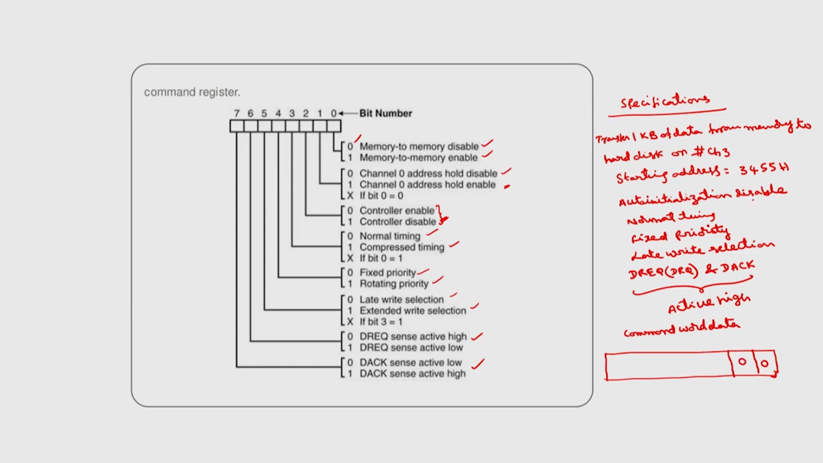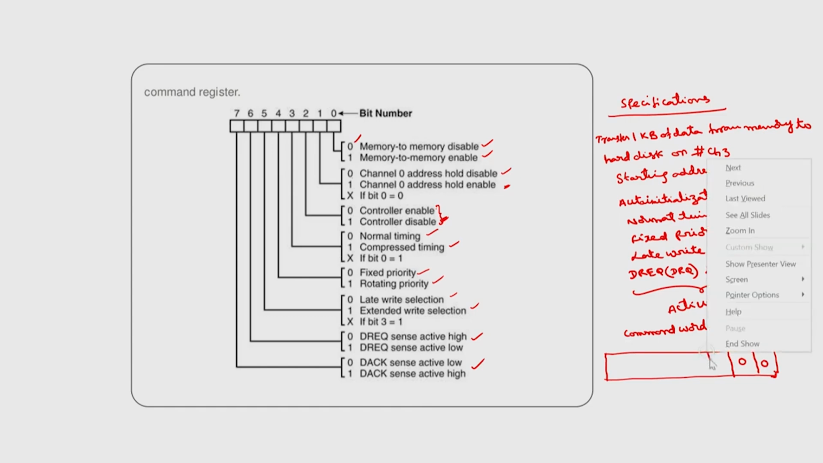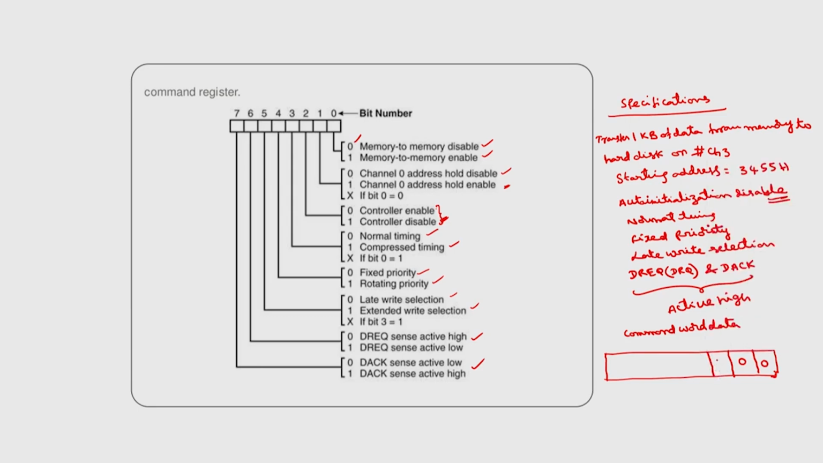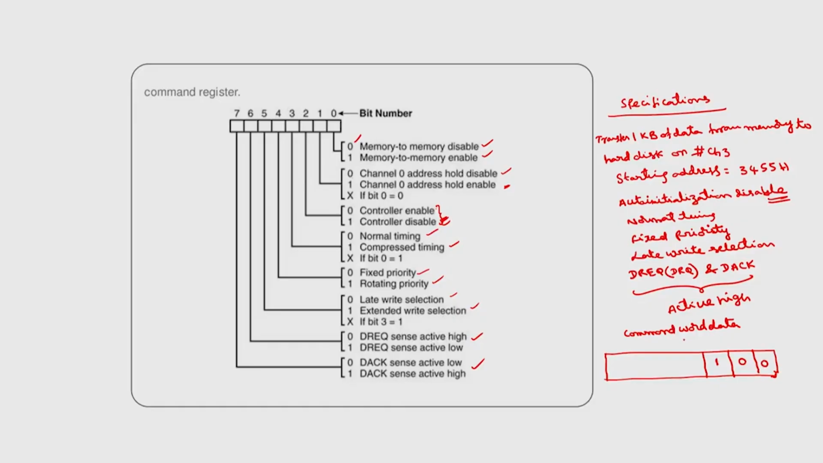Then because I want to disable auto initialization, this bit also will be controller disable. So, this will be 1 because I want to disable the controller, then only I can initialize the process. Otherwise, if I enable this controller, it will do the automatic initialization of the process. Then I am using fixed priority, so this will be 0, then late write, this will be 0.